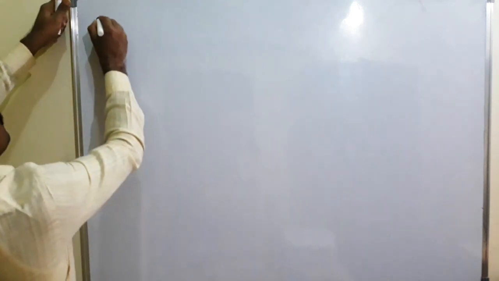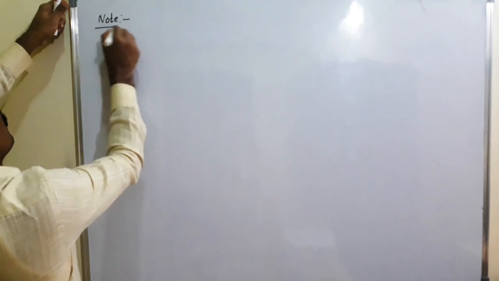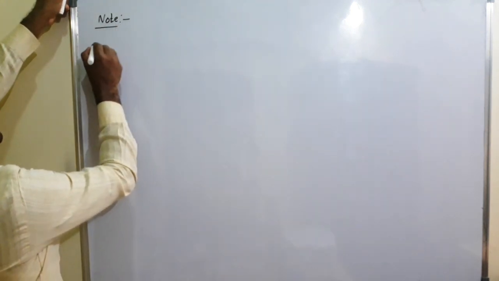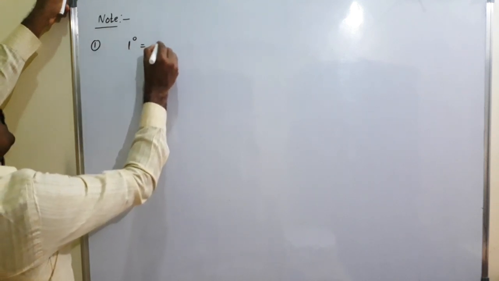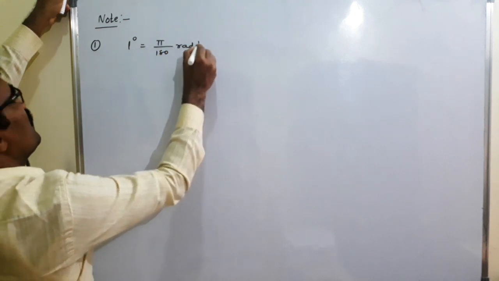Sir, please all of you listen to this. Students, we know that 1 degree is equal to pi by 180 radian. Is it clear? No problem.